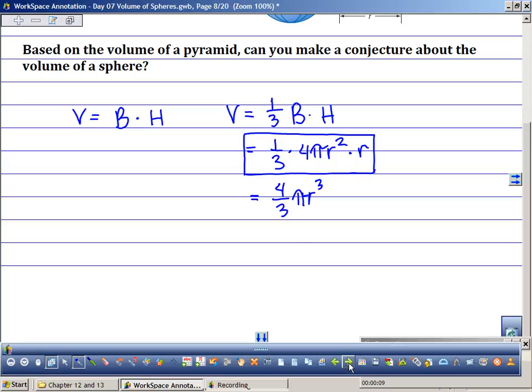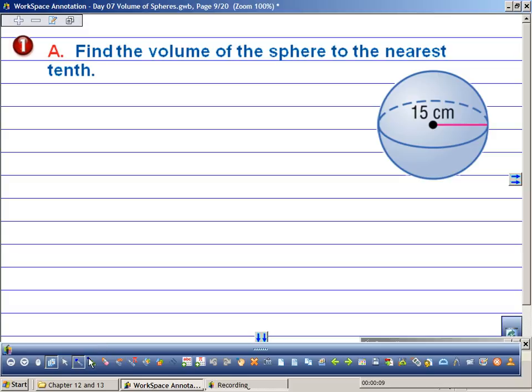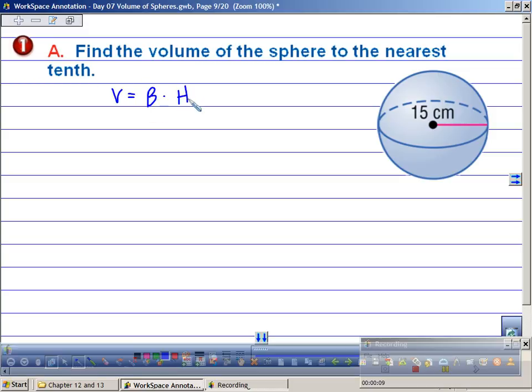Okay, let's move on. So let's use that. Find the volume of a sphere to the nearest tenth. Volume equals base times height, right? So this is 1/3 of 4 pi 15 squared times the height.